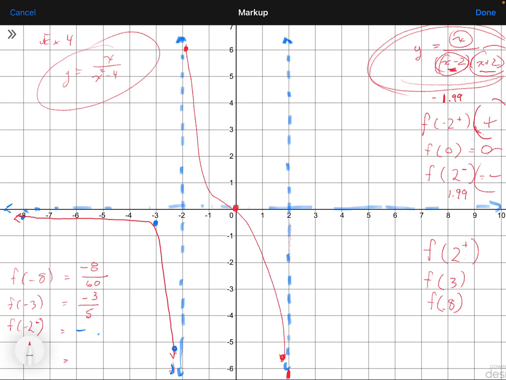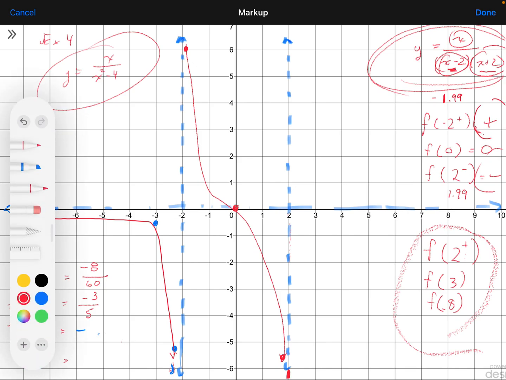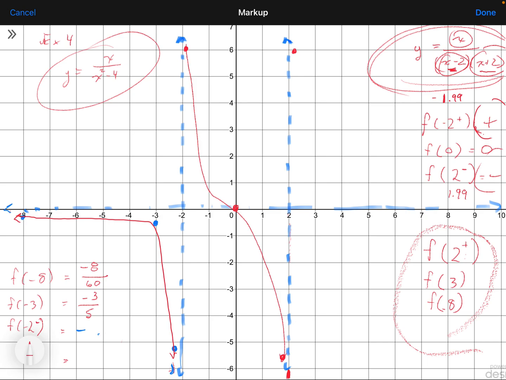And if you don't believe me, if you want greater precision, you need to calculate the f of negative 1 and the f of 1. Similarly, we can evaluate this, and what we're going to see is that this graph will look something like this.